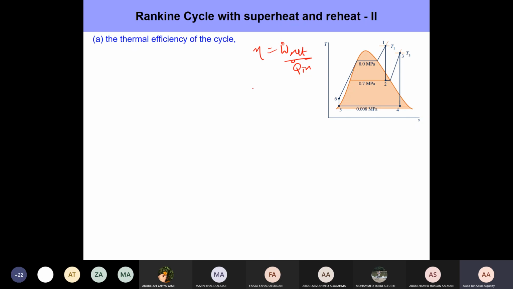The way we determine the enthalpies is very similar to what we did earlier for the simple Rankine cycle, so I'm not going to spend a lot of time on that. I'm going to go over it very quickly. If you have any questions, please stop me and we'll discuss that.